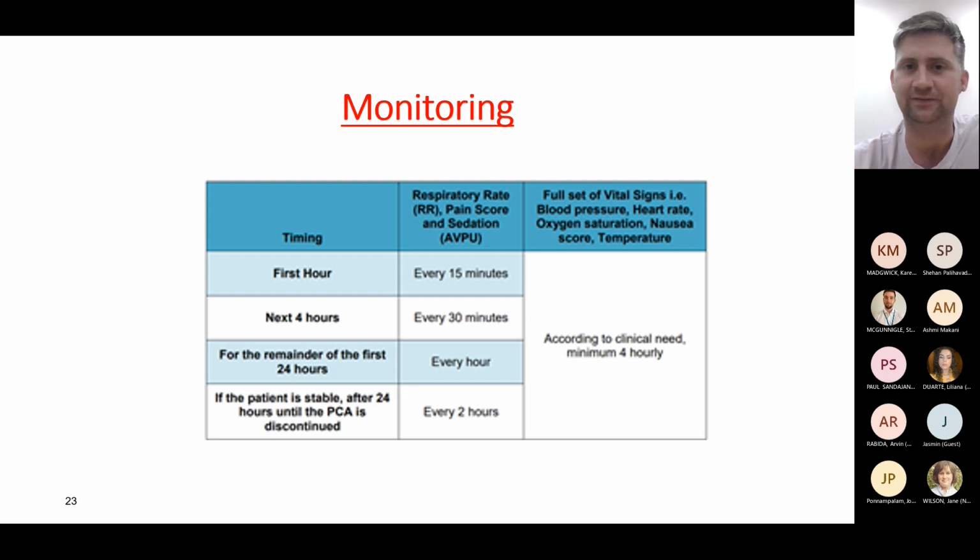So the monitoring of a PCA. Once it's first set up, we need to monitor every 15 minutes for the first hour. And then for the next 4 hours, every 30 minutes. For the remainder of the first 24 hours, every hour. And then if they're stable after 24 hours, we could do it every 2 hours. That's just the basic things like respiratory rate and pain score and sedation. We need to do the full set of vital signs every 4 hours, and more if you're worried.